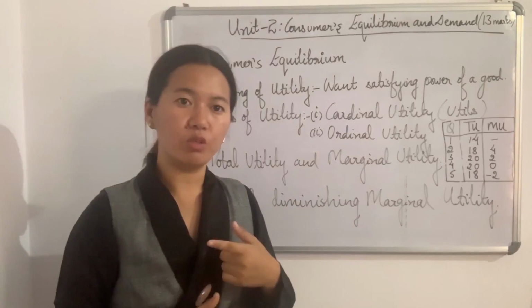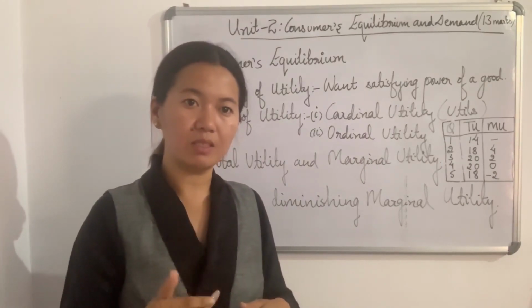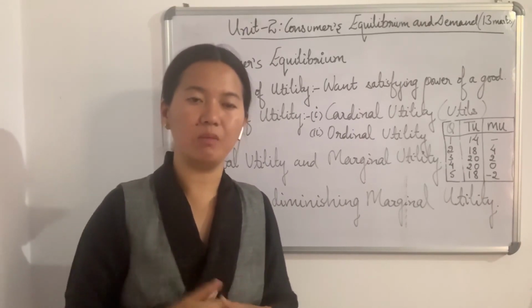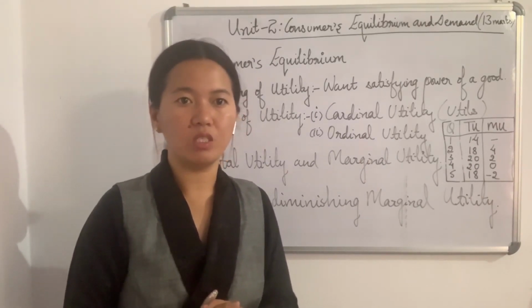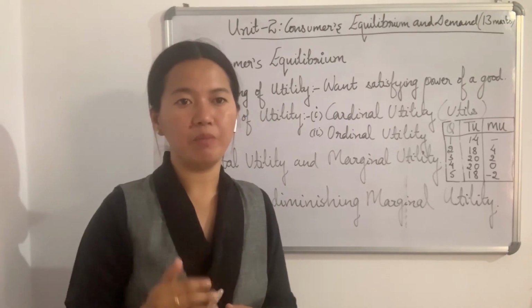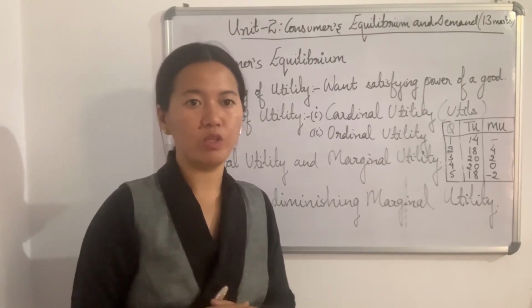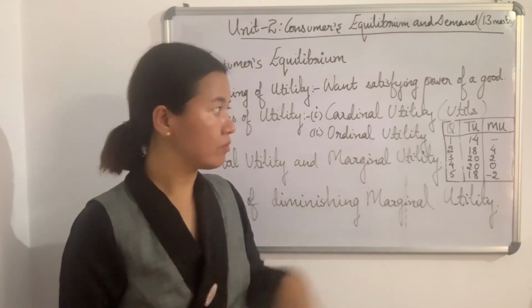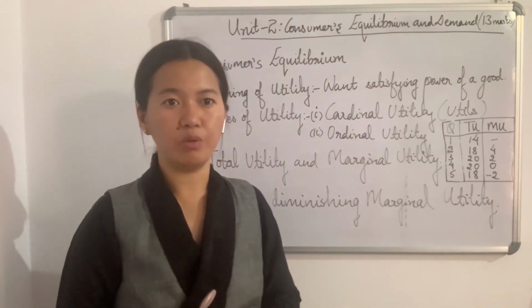First one, as long as TU increases, marginal utility remains positive. And when TU is maximum, MU is 0. And when total utility falls, MU is negative. That is the relation between TU and MU.